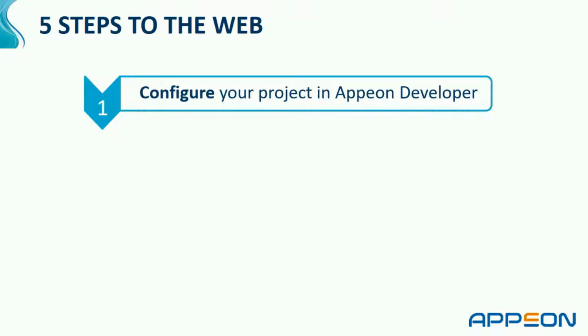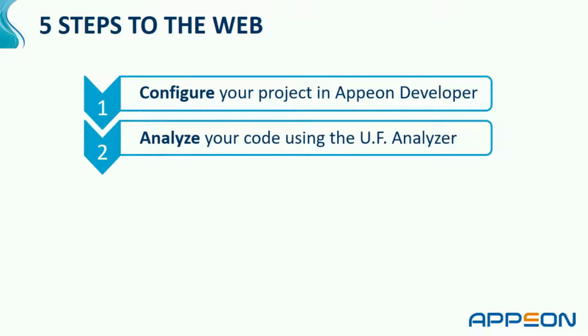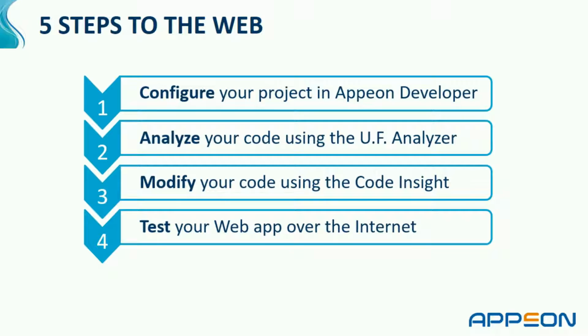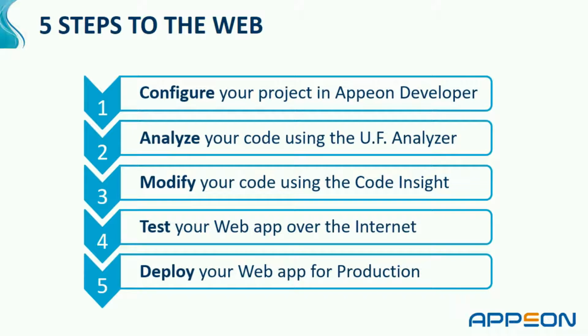Here are the steps to the web. Configure your project in Appeon Developer. Analyze your code using the unsupported function analyzer. Modify your code using tools like Code Insight. Test your web over the actual internet. And if everything's working fine, package your application and deploy it to the production environment.